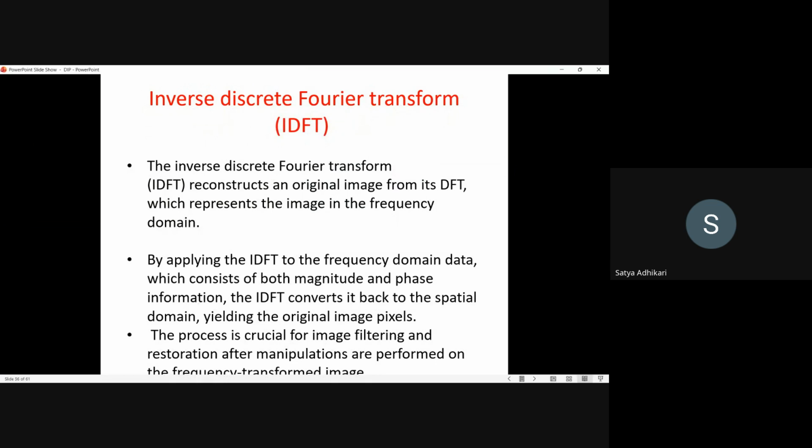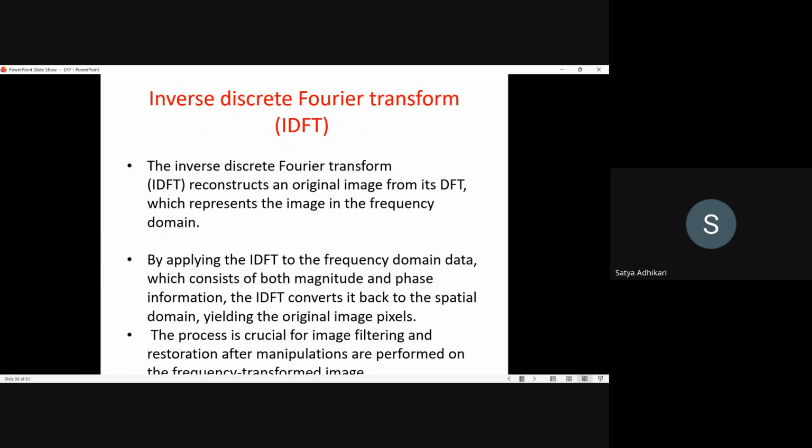By applying the IDFT to the frequency domain data, which consists of both the magnitude and phase information, the IDFT converts it back to the spatial domain, yielding the original image pixels. So it is now converted to the form of pixels. The IDFT does exactly the opposite of what the DFT does. The process is crucial for image filtering, and for restoring the image after manipulations are performed in the frequency domain.